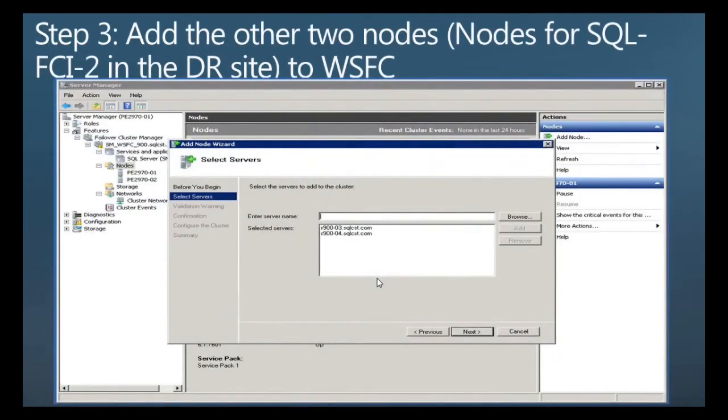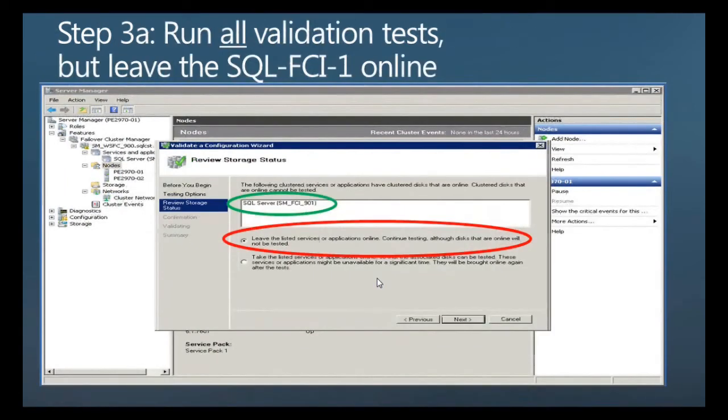Now you add the other 2 nodes from SQL Server instance 2 on the DR side. That's node 03 and 04, and it will detect there's already an instance running in this cluster, so you want to keep it online so you don't have any data loss.